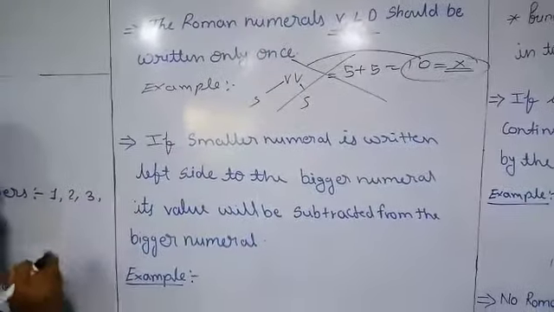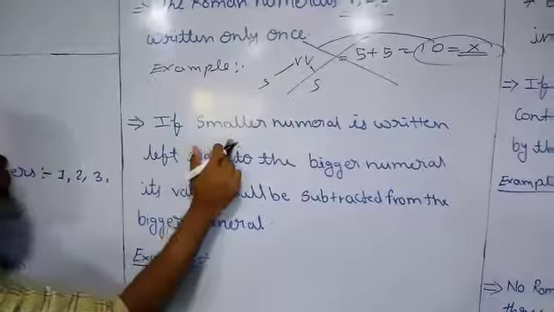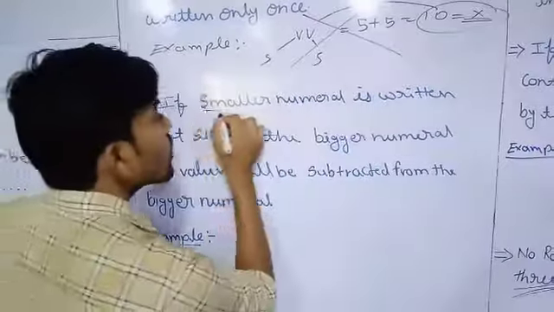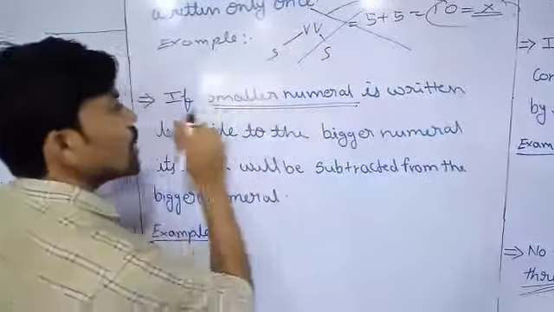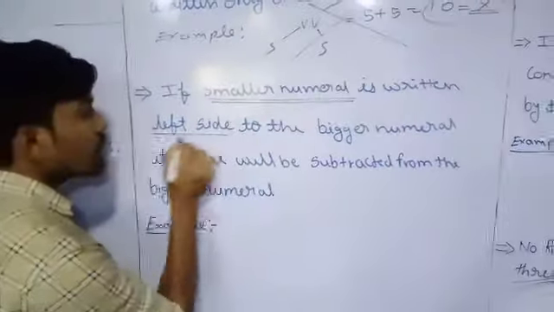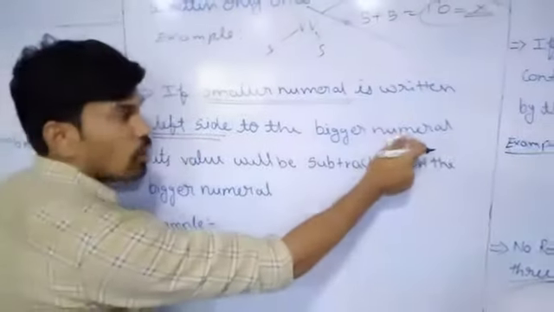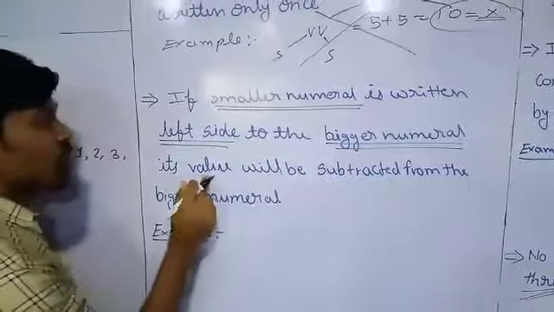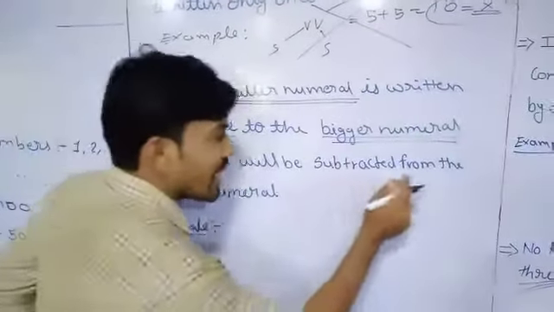Now proceed to the next one. If a smaller numeral is written, pay attention over here, if a smaller numeral is written to the left side of a bigger numeral, its value will be subtracted.